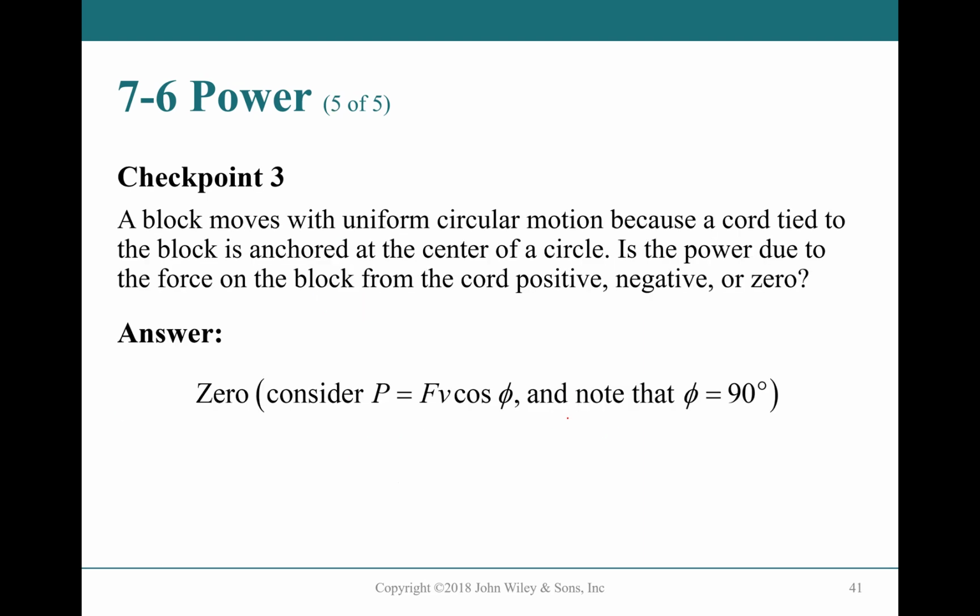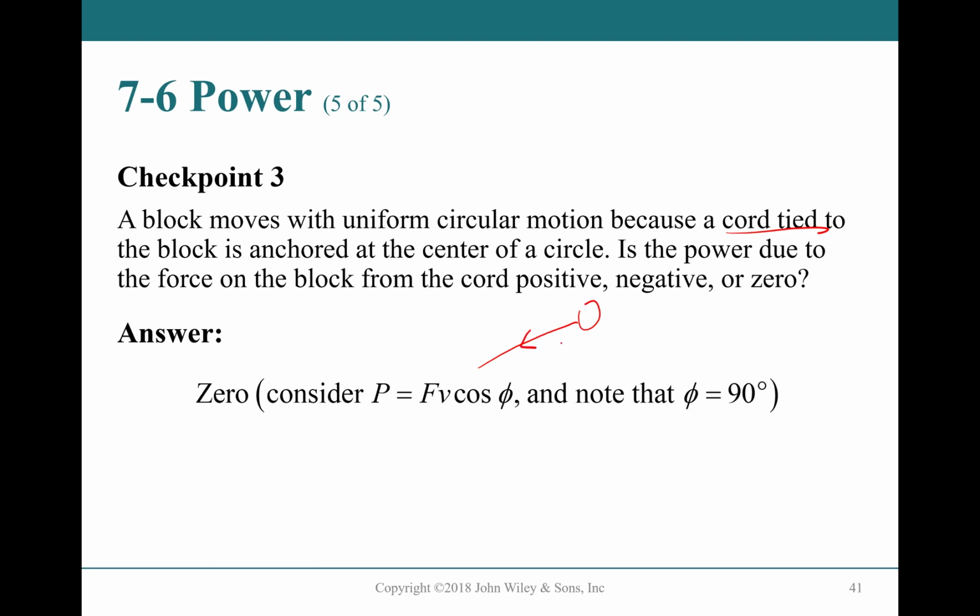Okay. So we can take a look at the checkpoint here. A block moves with uniform circular motion because a cord tied to the block is anchored at the center of a circle. So what is the power due to the force on the block from the cord? Positive, negative, or 0? Okay.